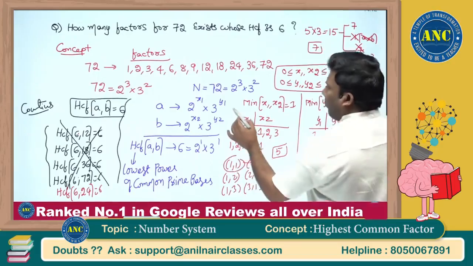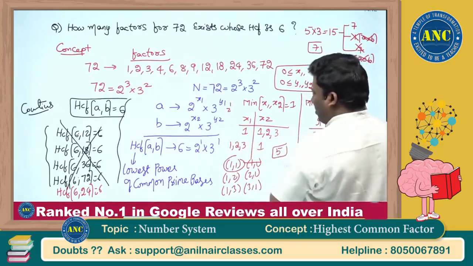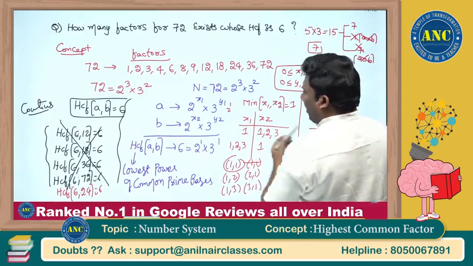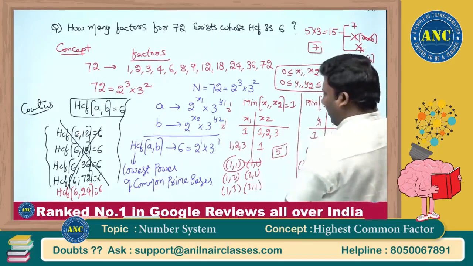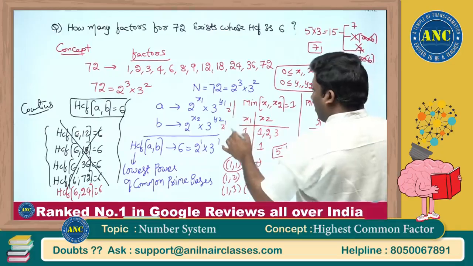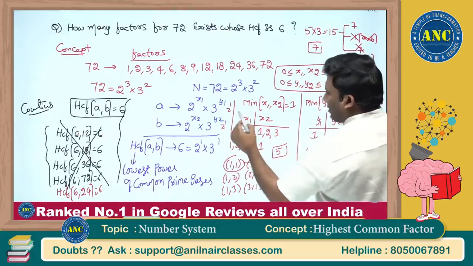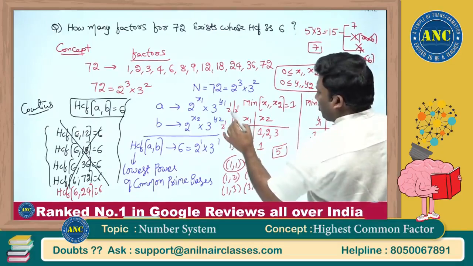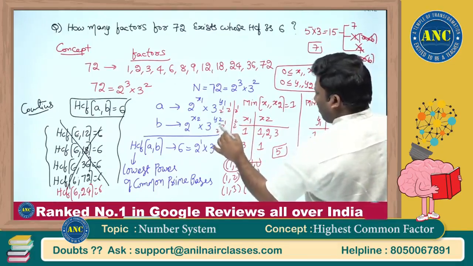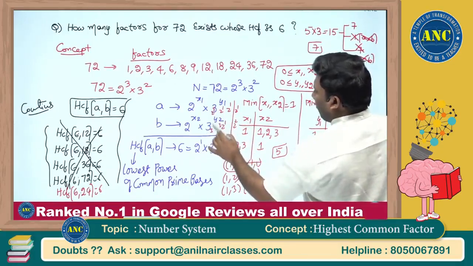1 comma 1. 1 comma 1 is 2 power x1, which is 1, and 2 power x2 is also 1. Okay. And 2 power like this, we will do the cases. 2 power 1, 2 power 2. 2 power 1, 2 power 3. 2 power 3, 3 power 1.